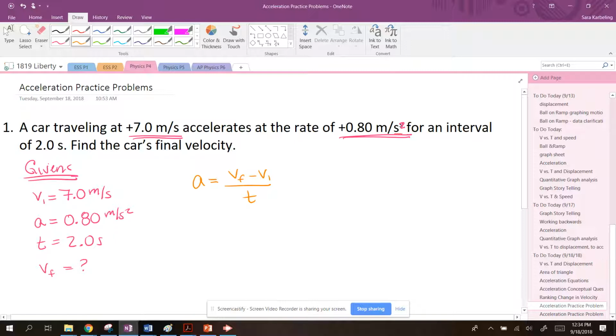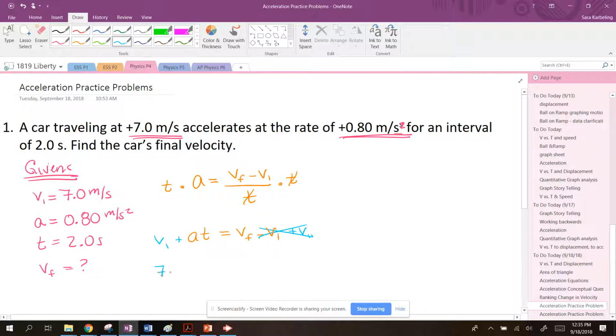Final velocity is your unknown, exactly. And usually you can find it at the end of the sentence or at the end of the problem, right? Find the car's final velocity. So that's what you want to know. So then I can multiply by t on both sides. I'm going fast, I know, but you guys can watch this again. Work on it. We'll practice it tomorrow a lot. The t's are going to go away. And then I'm going to add. So I've got a times t equals vf minus vi. I'm going to add a vi to both sides.